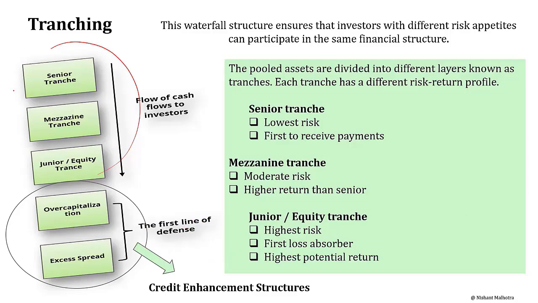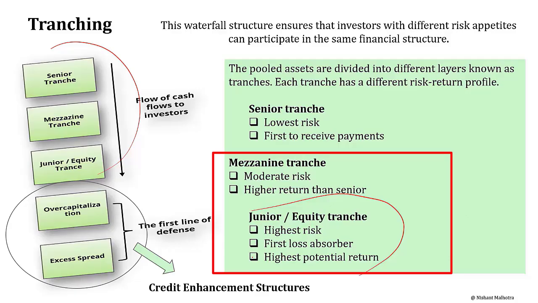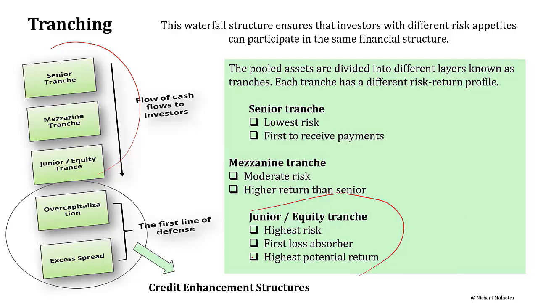potential return. Now, what's very interesting is that this is where multilaterals will invest, because you want to pool in private capital. Usually the junior tranche is where the multilaterals will invest. They could even be investing in the mezzanine tranche, but they'll never be in the senior tranche. The senior tranche is for private investors who are very risk averse.